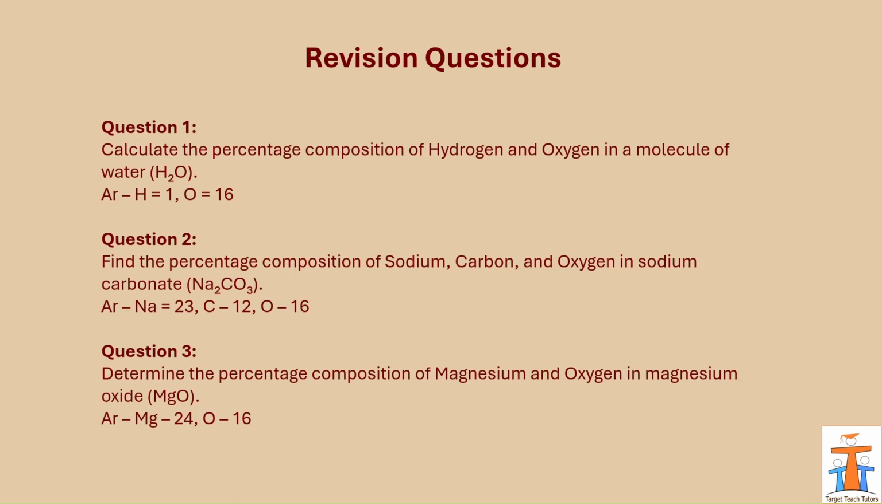Question 1. Calculate the percentage composition of hydrogen and oxygen in a molecule of water, H2O. Relative atomic mass of hydrogen is 1, oxygen is 16. Question 2. Percentage composition of sodium, carbon and oxygen in sodium carbonate. Relative atomic mass of sodium is 23, carbon is 12, oxygen is 16. Question 3. Determine the percentage composition of magnesium and oxygen in magnesium oxide, MgO. Relative atomic mass for magnesium is 24, oxygen is 16.